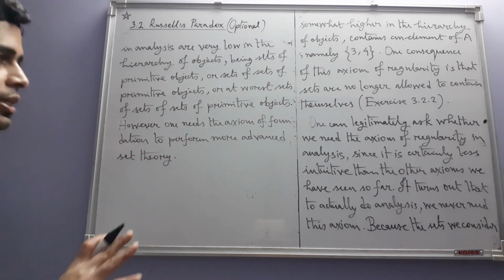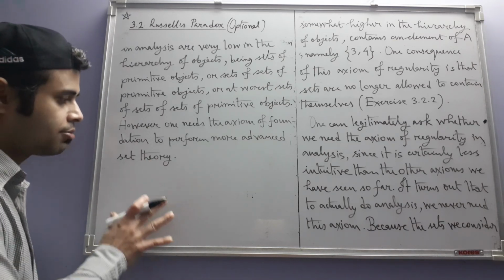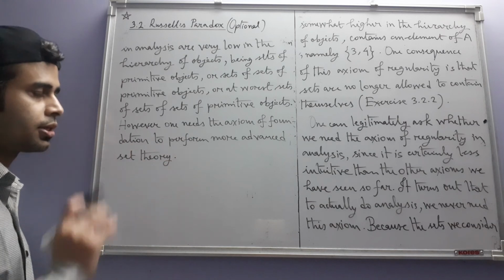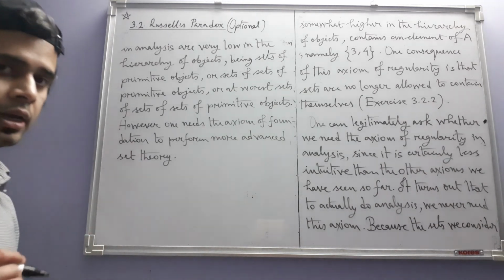But we have chosen it to include just for the sake of completeness, and also to see how one can get rid of Russell's paradox. Okay, that thing is still there. We have to look at that in the exercises. But that's why this has been kept in an optional section. But for us, nothing is optional. We are going to see everything. So the next thing is the exercises.